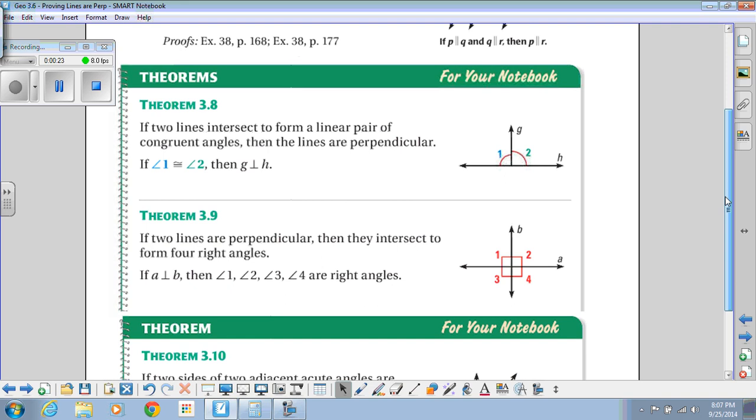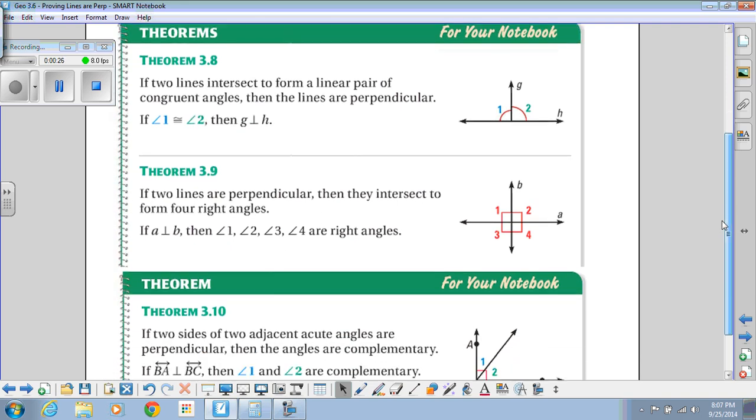Here are a few theorems that talk about perpendicular lines, but they don't necessarily all say that the conclusion is lines are perpendicular. This first theorem says that if we have two angles that create a linear pair, notice that 1 and 2 create a linear pair, they're on this line and they're adjacent to each other, and if those same two angles are congruent angles, so you see they're marked congruent, then we know that these lines are perpendicular. So notice this conclusion shows that these lines are perpendicular.